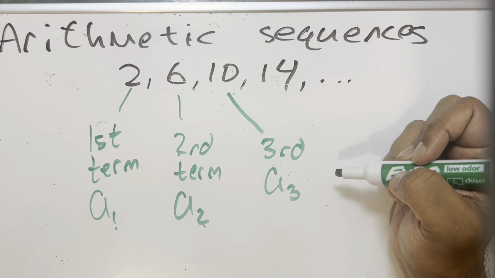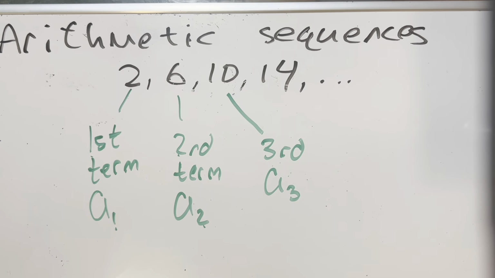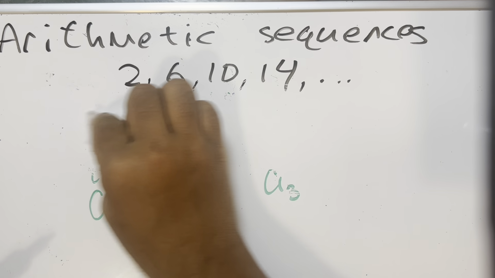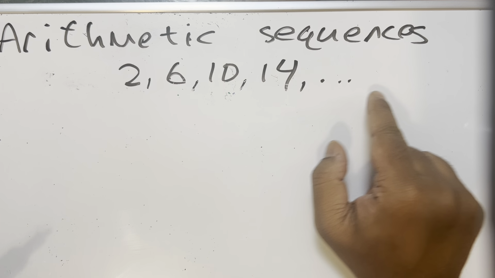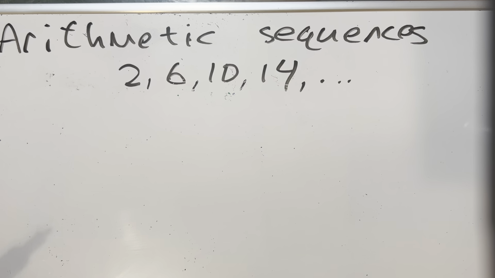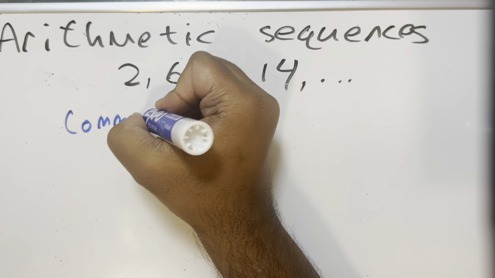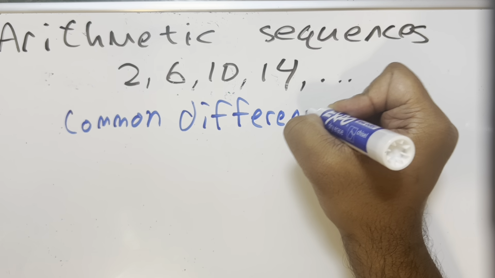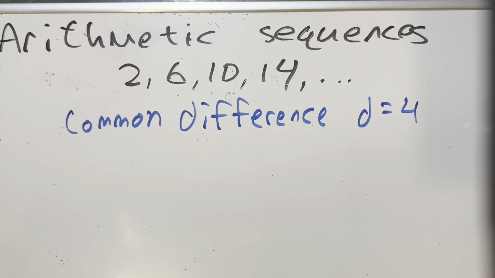Now that we know that, let's think about this pattern here. It's going up 4 at a time. What do we call that? Something is going up 4 at a time, no matter where. As you can see, the sequence goes up forever. So it's going to go 14, 18, 22, and so on and so forth. We call that the common difference. The common difference here, denoted by the letter d, is 4, because we're going up 4 at a time.